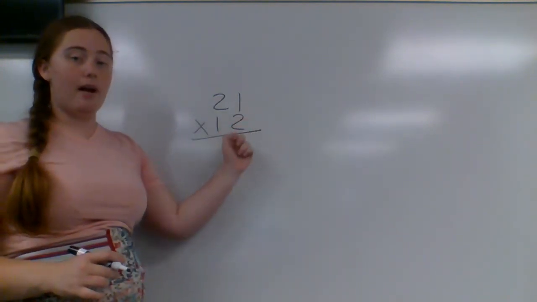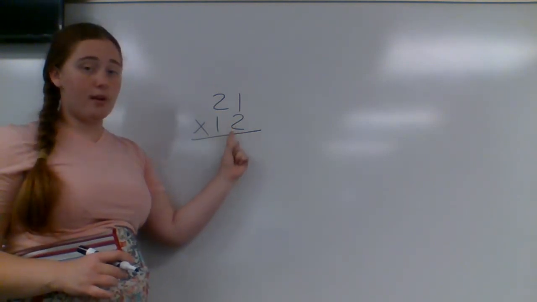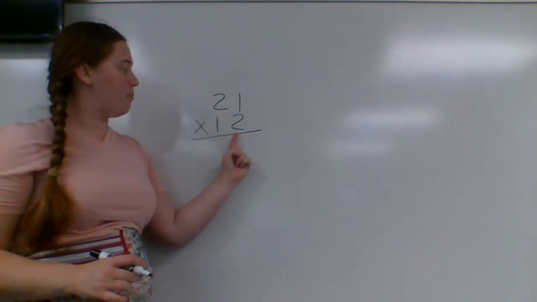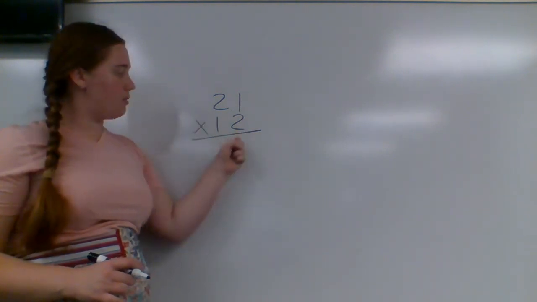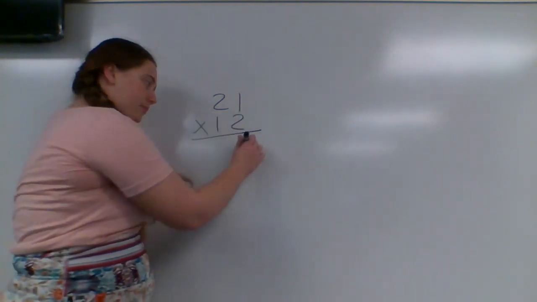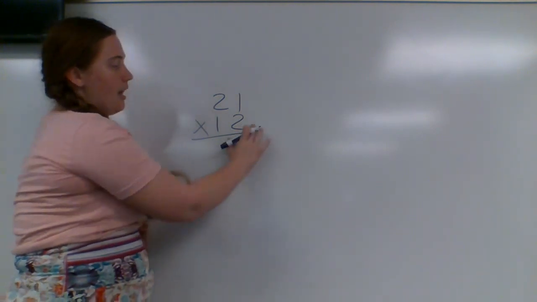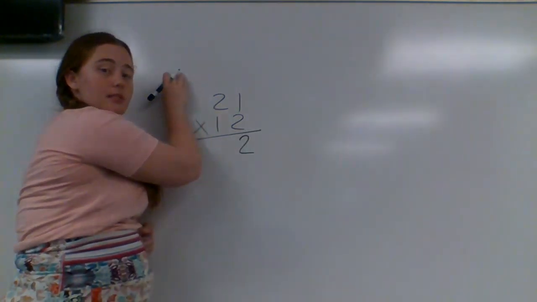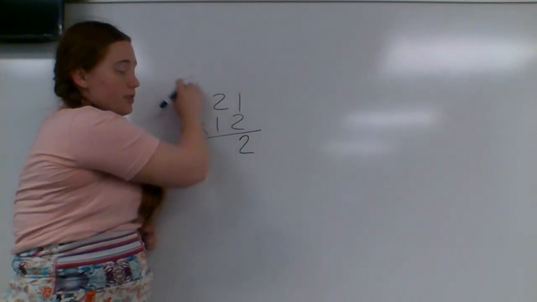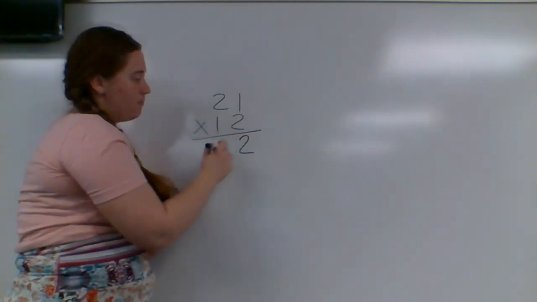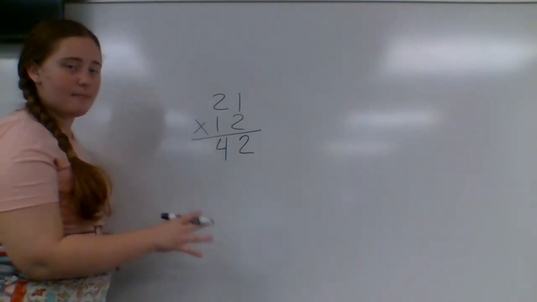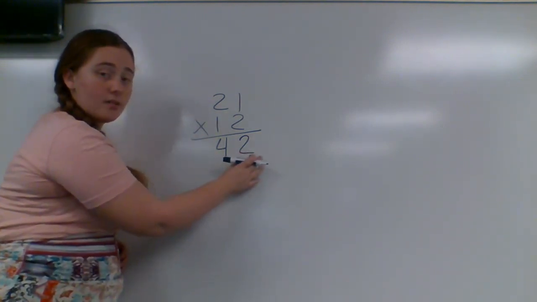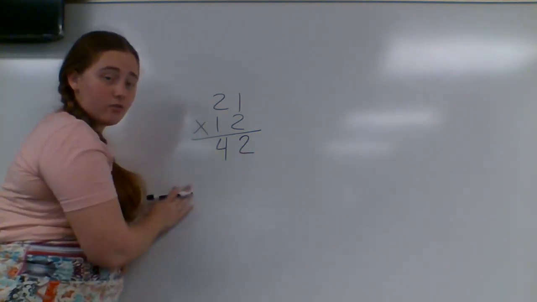We have my ones place, this 2 in my ones place right here. We're going to multiply it up. We're going to multiply it over. So 2 times 1 is 2. And then we're going to multiply this 2 times the 2 over here. 2 times 2 is 4.